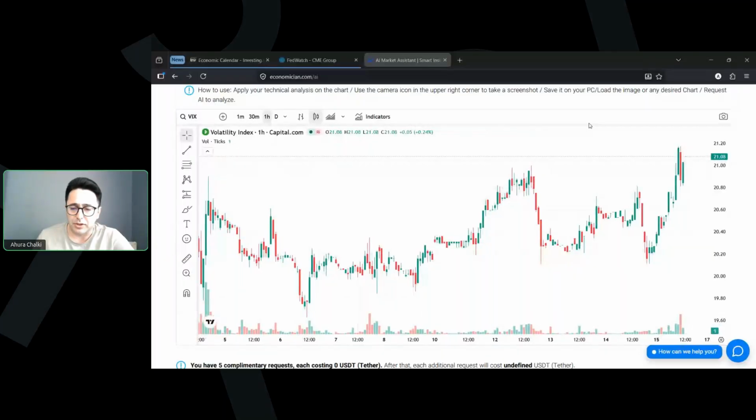Market analysis. So together we're going to check the market, what's going on. We will try to understand the market sentiment. First we're checking the news, the latest updates, and then we will go further and check the charts as well. First of all, as you can see here, the VIX chart.